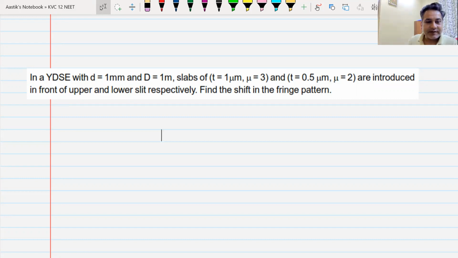In the YDSE experiment, d is 1 mm, capital D is 1 meter. Now there are two slabs inserted. Remember, if you insert a slab in the upper slit, it will shift upwards. If we put it in the lower one, it will shift downwards. If you put it in both, you see what is the upward shift, you see what is the downward shift, and then you find out the net shift. Do we get this? 2 minutes you have.